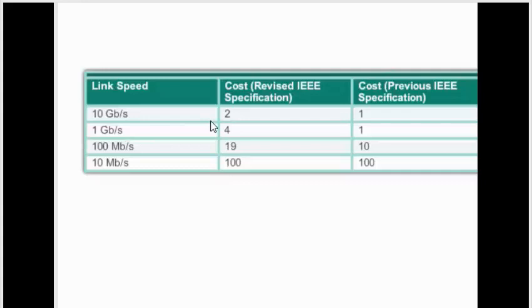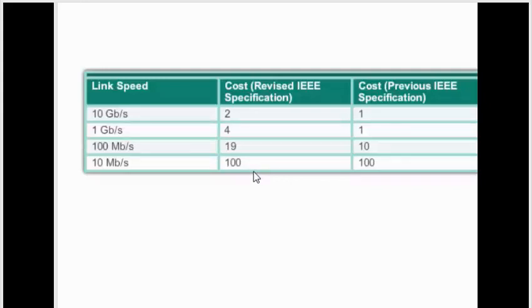The default port costs are defined by the speed at which the port operates. You see the 10 gigabit Ethernet port has a port cost of 2, 1 gigabit Ethernet port has a port cost of 4, 100 megabits per second Ethernet ports have a port cost of 19, and 10 megabits per second ports have a port cost of 100. So as the speed decreases, the port cost increases.